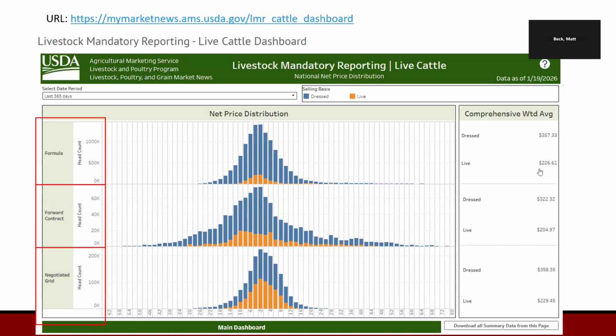If I want to get a good estimate of the dressing percent of these cattle, I could take this live price divided by this dress price, multiply by 100. That'll give me an estimate of dressing percent. Looks like with this forward contract, they actually sold their cattle for a little bit less than the formula contracted cattle. This negotiated grid is just a little bit more than this formula based cattle.